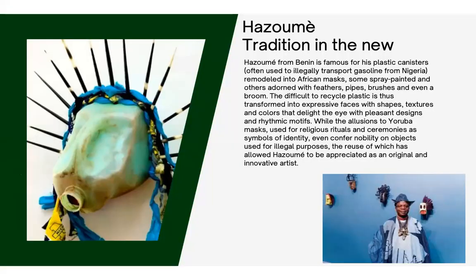Okay. I was talking about this guy, Hazume from Benin, that he makes these artworks that are like Yoruba masks that were used for religious rituals and ceremonies. But these masks, as you can see, are made from plastic canisters that were often used to illegally transport gasoline from Nigeria. So he took this plastic and he creates artworks from this. And he is now really an appreciated and original innovative artist around the world.